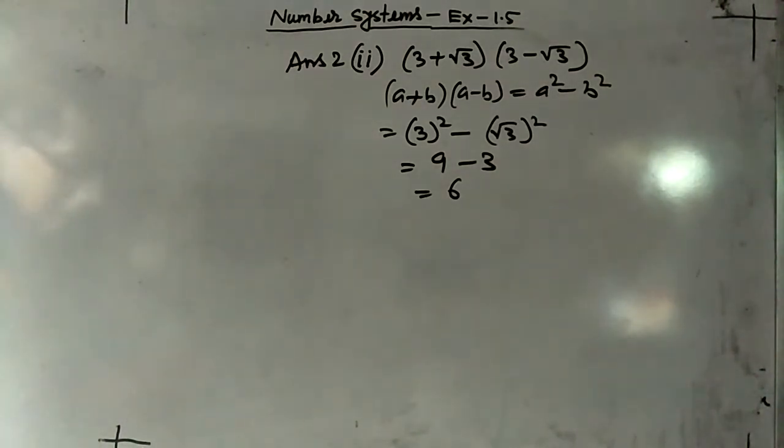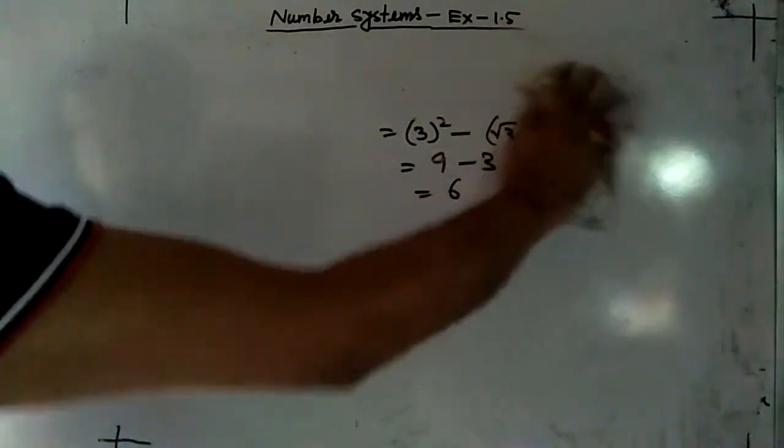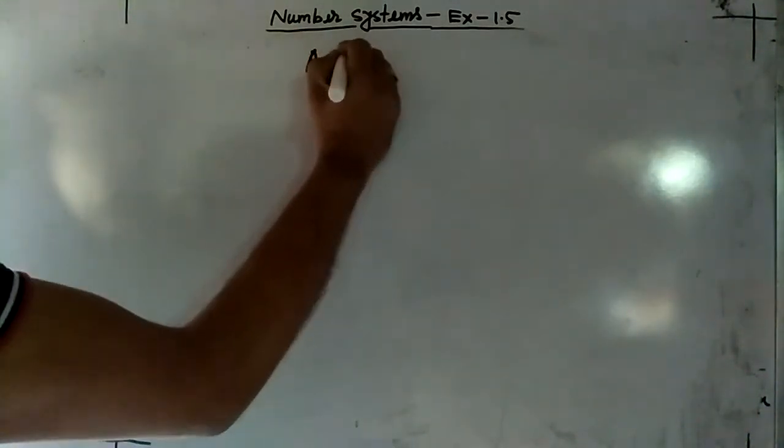Questions 3 and 4 you will do by yourself. And now I'm showing question number 5. Rationalizing the denominator. From the denominator we have to remove irrational numbers. If there is a single term, how can we do it, and if two terms are given in the denominator, then how can we do it, that I'm showing. So answer 5.